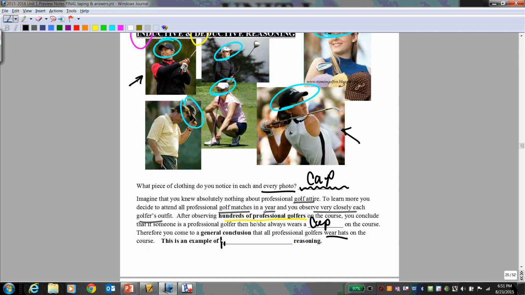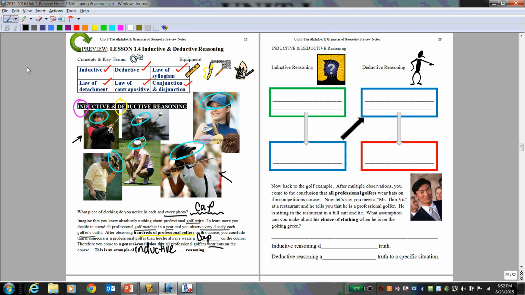This is an example of what's called inductive reasoning. Let me explain why it's inductive. Inductive reasoning says this: you do multiple observations.